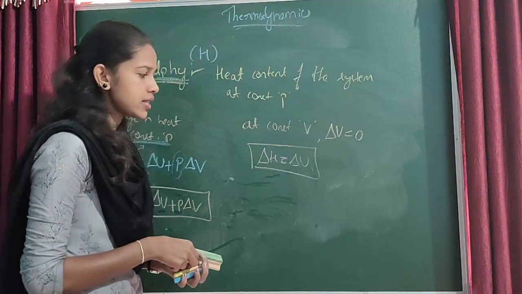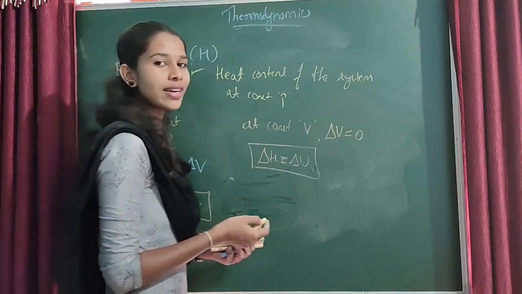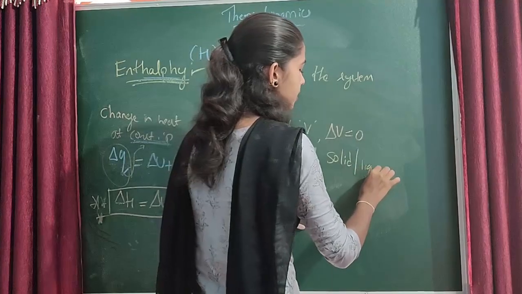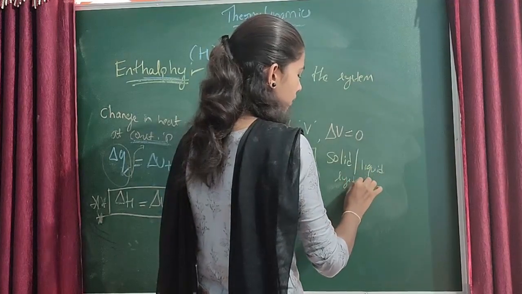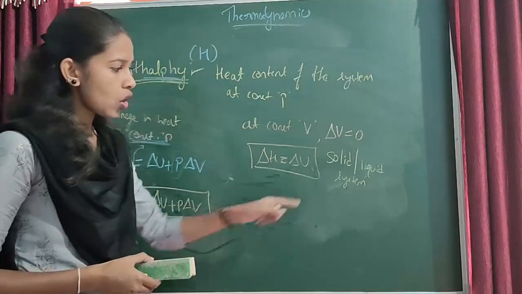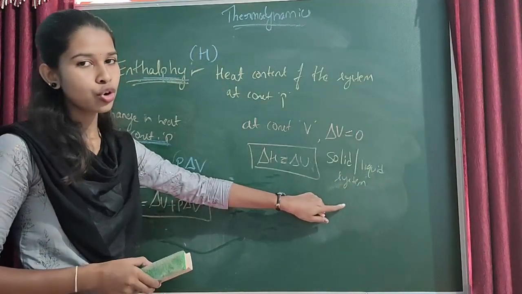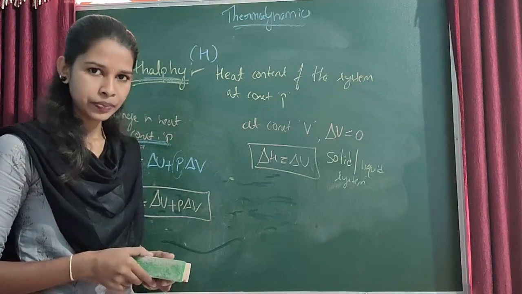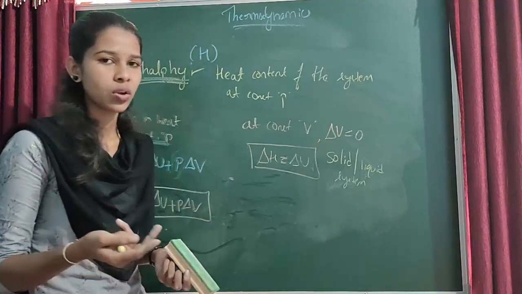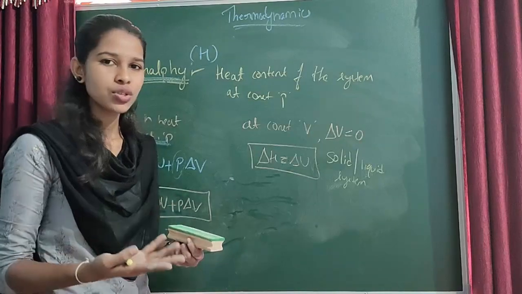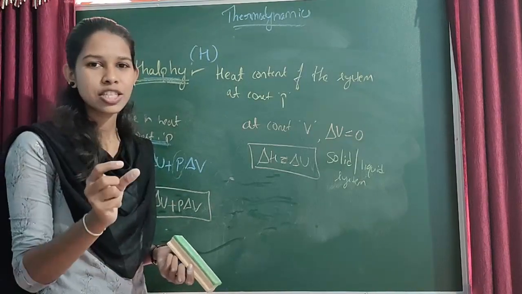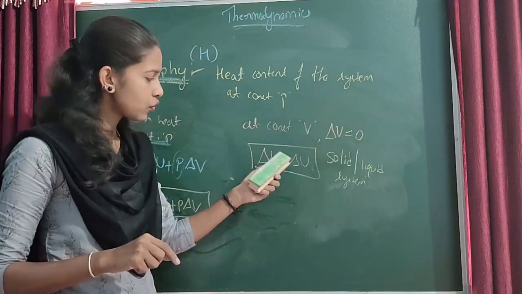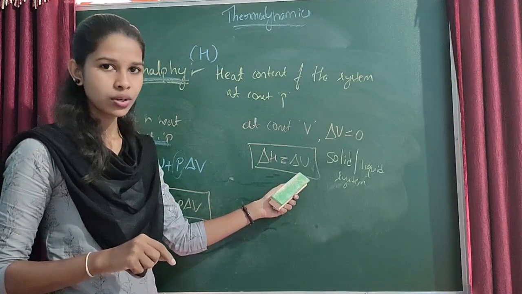And this is applicable for solid and liquid systems. Why? Because solid and liquid systems do not show considerable change in volume upon heating. When we heat any solid or liquid system, there is not much change in volume. The change in volume is negligible. Hence, we can take delta V almost equal to 0. Therefore, the equation will become delta H is equal to delta U.